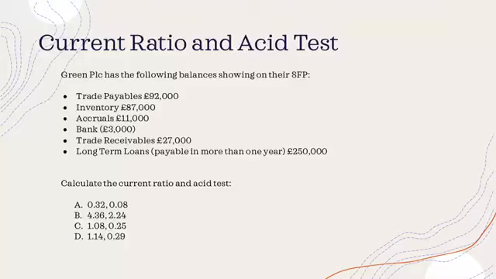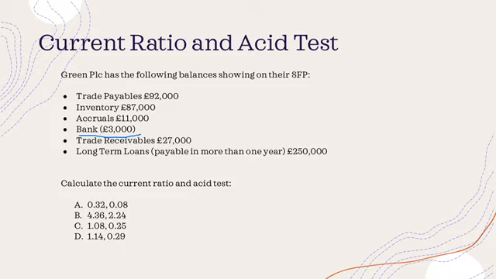Okay guys, so this is a current ratio and acid test question, and it states that Green PLC has the following balances showing on their SFP. Trade payables is £92,000, inventory is £87,000, accruals is £11,000, the bank is £3,000 overdrawn. We know this because the number is in brackets. Trade receivables is £27,000, and long-term loans payable in more than 1 year is £250,000. The question asks us to calculate the current ratio and acid test.